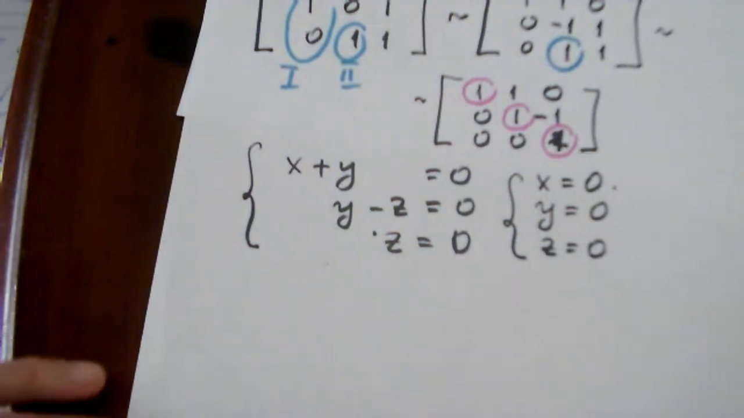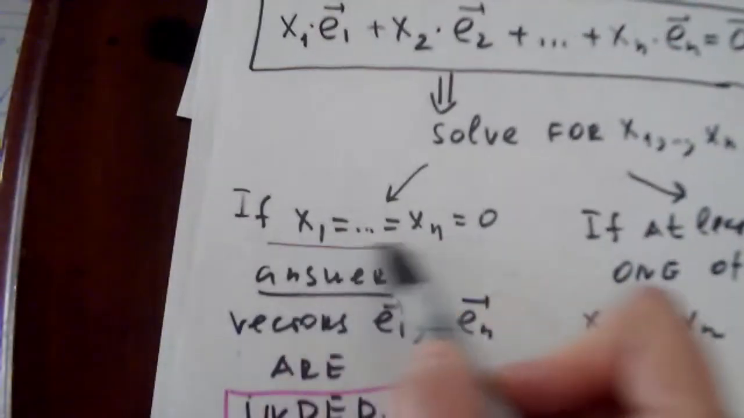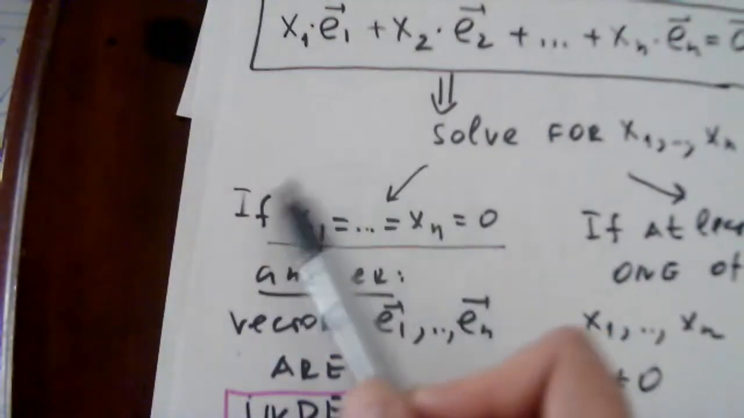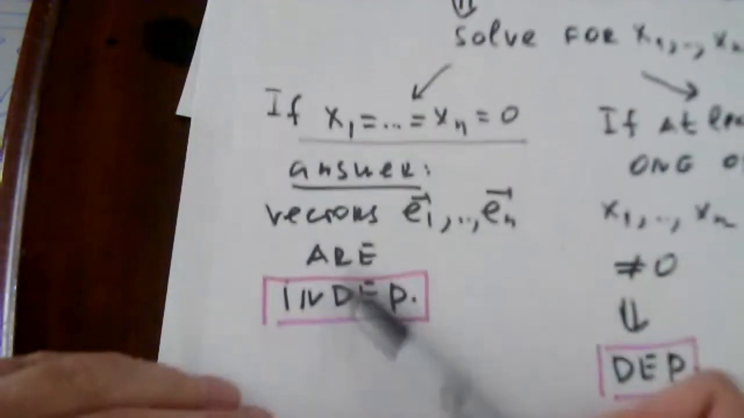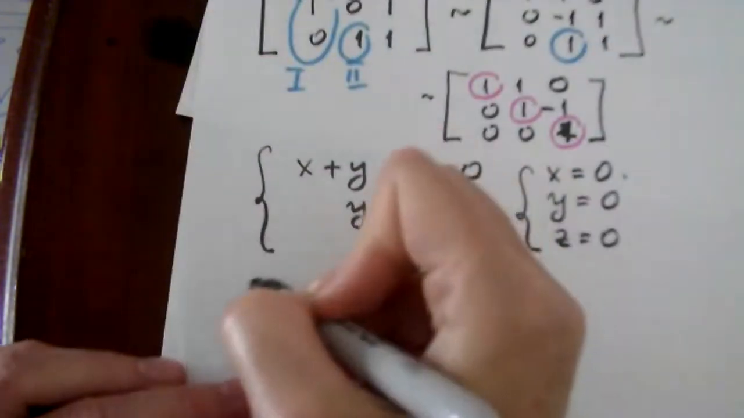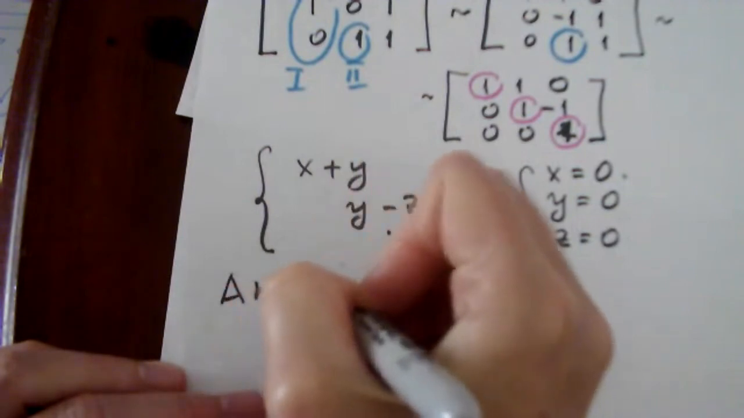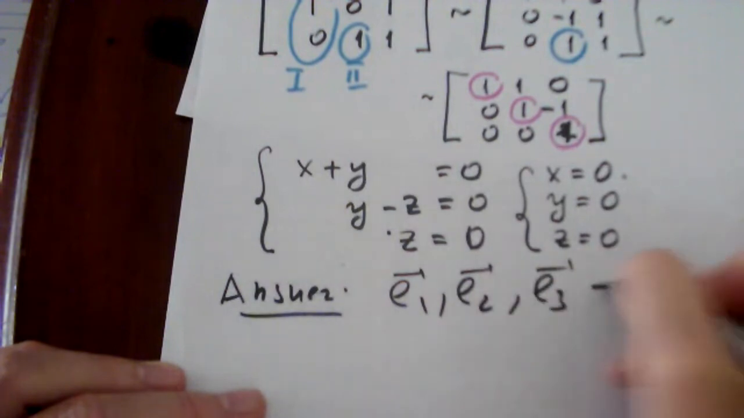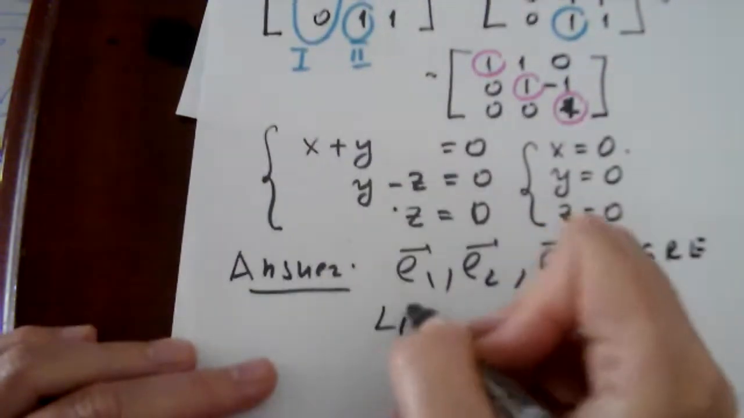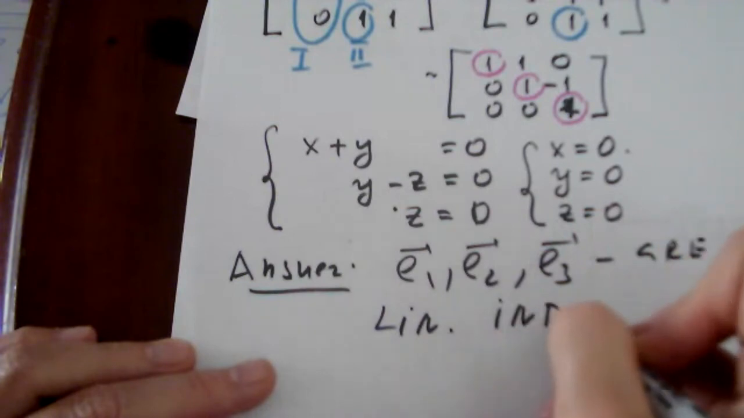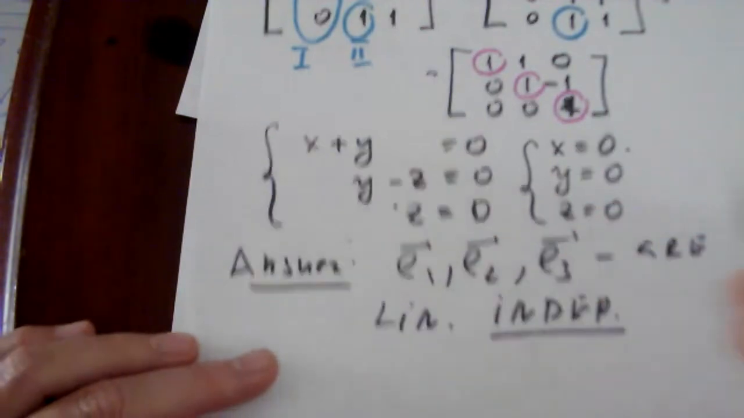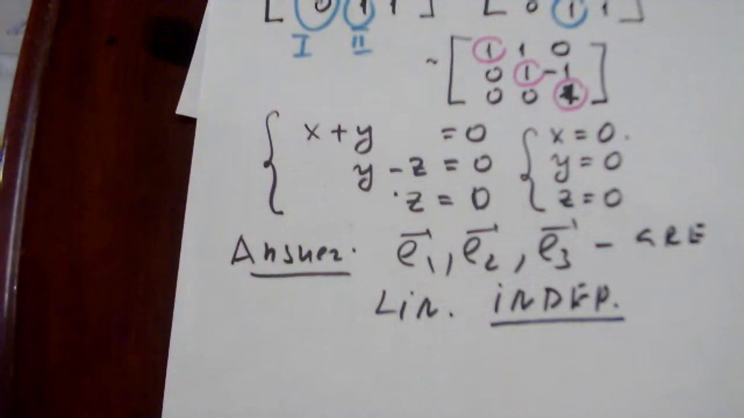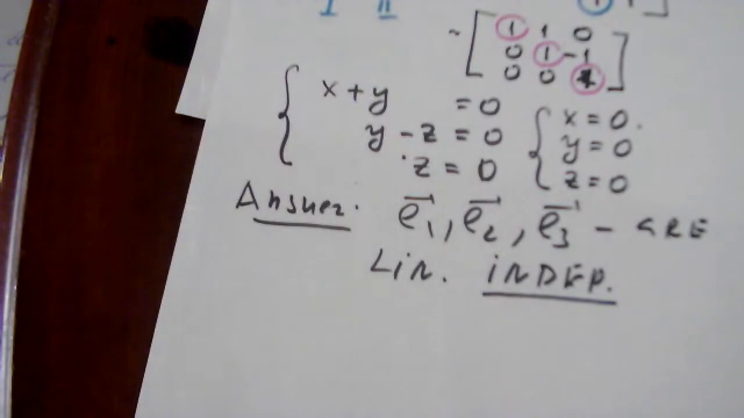What does it mean? Let's look at our previous diagram. What do we have here? We have this case. All our unknowns, all our coefficients are 0. That is why our answer is independent. So the answer to this problem is that our vectors E1, E2, E3 are linearly independent. So that's it. This is a classical method using the definition of linearly dependent and independent vectors.